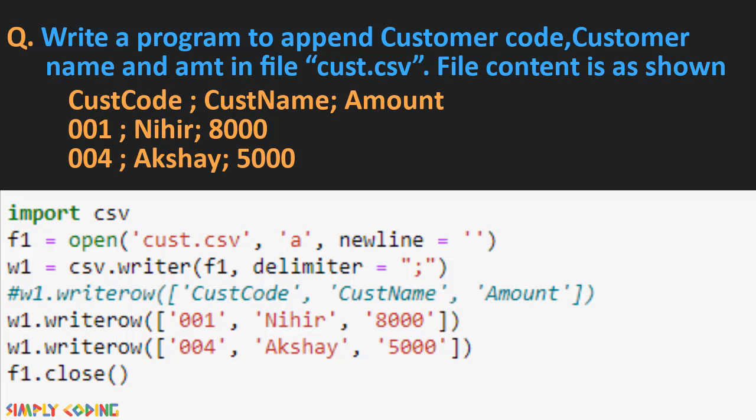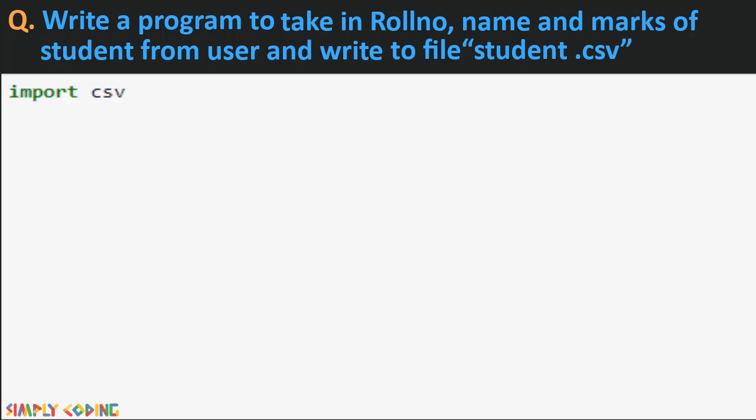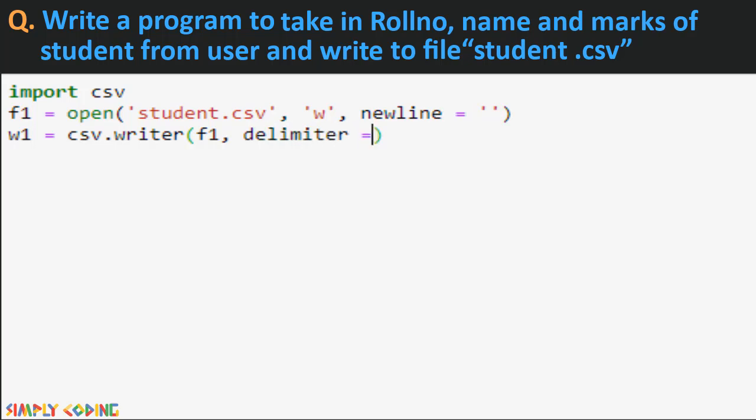Most of the times you would be asked a program where you have to write multiple rows, maybe by taking input from the user. Like write a program to take in roll number, name and marks of student from the user and write to file student.csv. Here you will import the CSV file and then open the file in write mode and with newline as blank. Next we will pass the file handle to CSV writer function along with the delimiter. It will return a writer object, which we will use to call the writerow function to pass a list which contains the header information or the first row of the file.